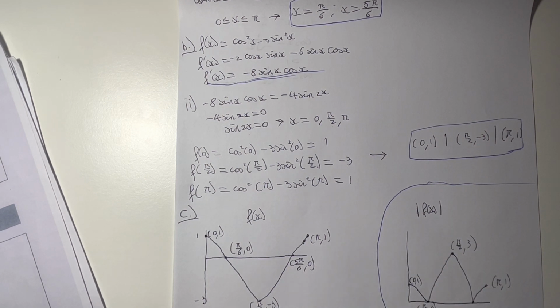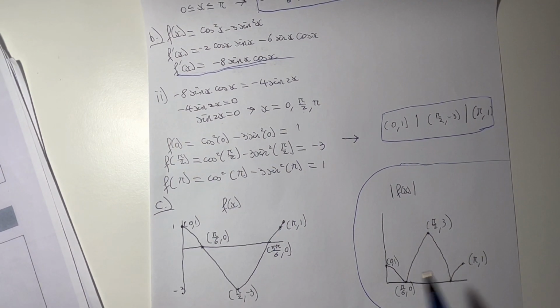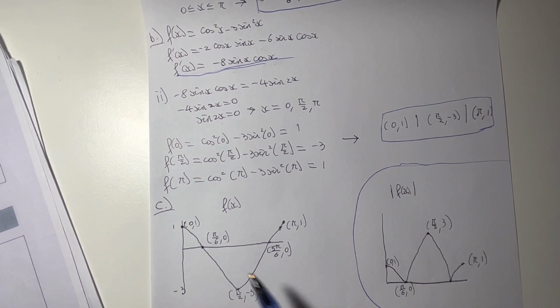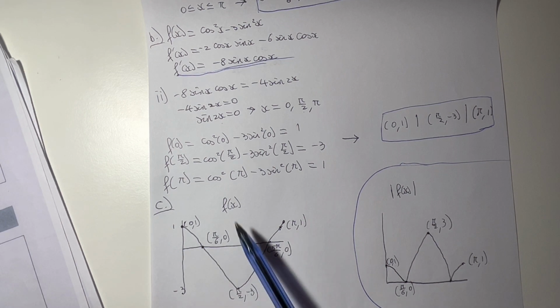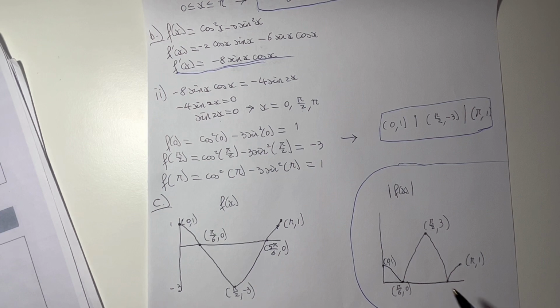I also know any other coordinates found in the previous part, such as (0, 1), (pi over 2, negative 3), and (pi, 1). Next, to sketch the absolute value function, I simply need to flip anything that's on the negative side and put it on the positive side, and that's just what I did here. Instead of it being (pi over 2, negative 3), it becomes (pi over 2, 3), and the curve will look just like this, and that is the answer to part C.